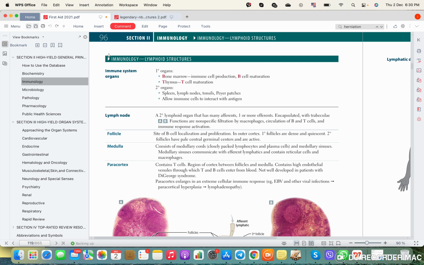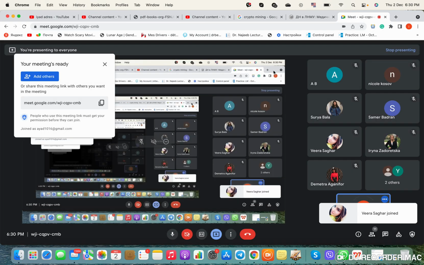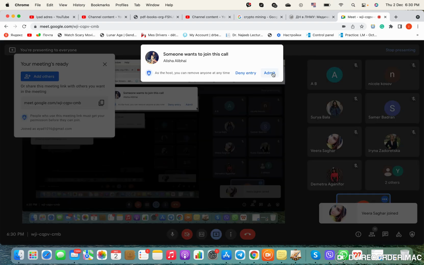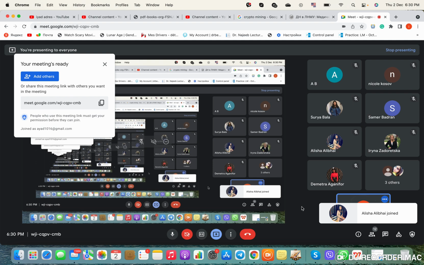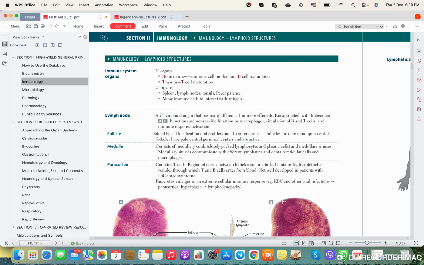Basically, these organs are where the maturation of our immune cells occurs, both our B cells and T cells. The maturation of the B cells, well, it's B cells, so bone marrow. And if we speak about the maturation of the T cells, it's T, which is like thymus.